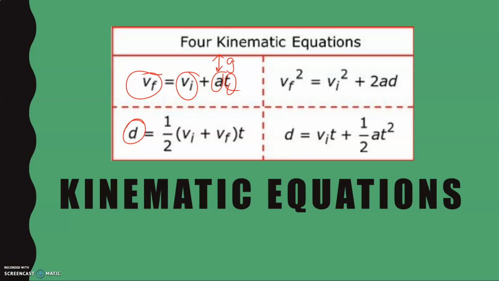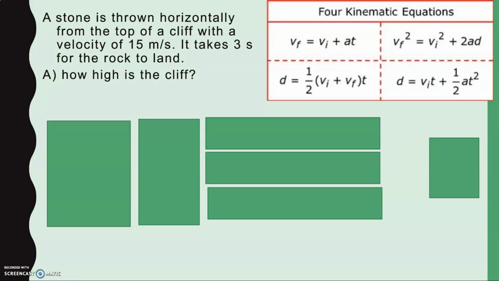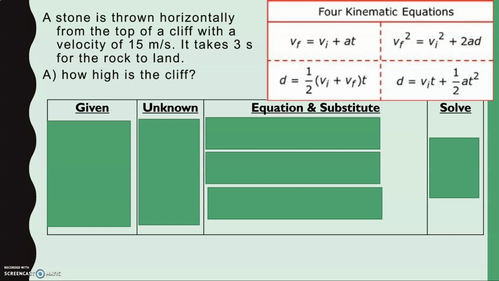That would be how far something travels or how high something is. So let's go ahead and look at the first one. There is a stone thrown horizontally, meaning it's somewhere up on a cliff and it's just launched straight out. So it would have that half parabola curve from the top of a cliff with a velocity of 15 meters per second. It takes 3 seconds for the rock to land. We are being asked, how high is the cliff?